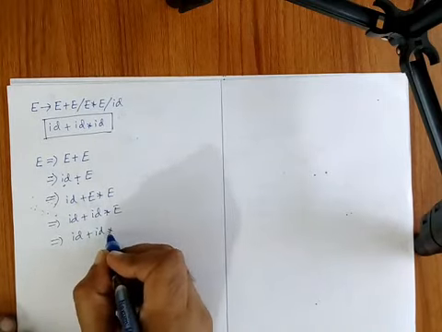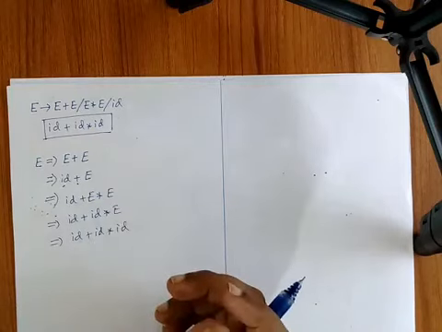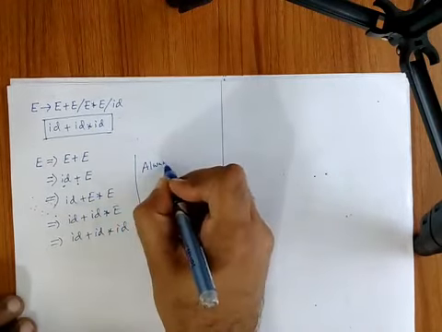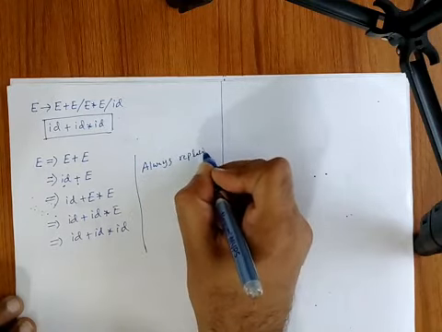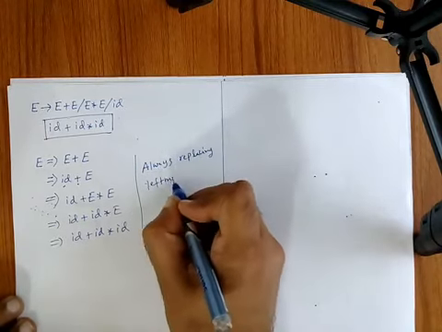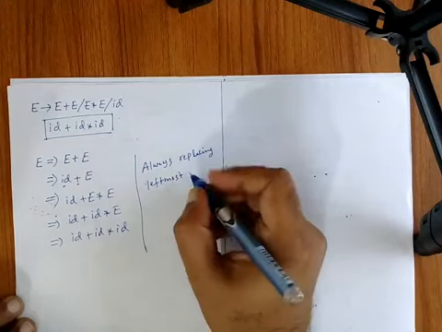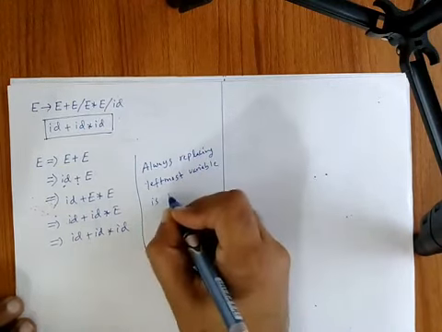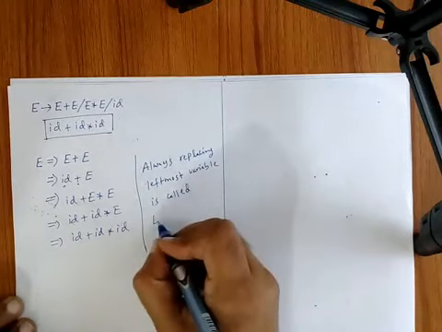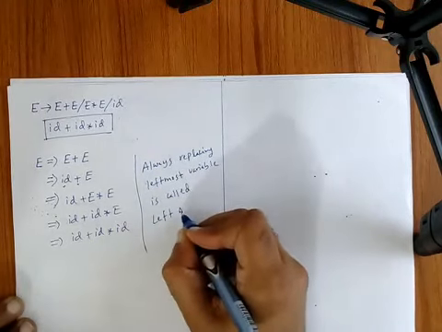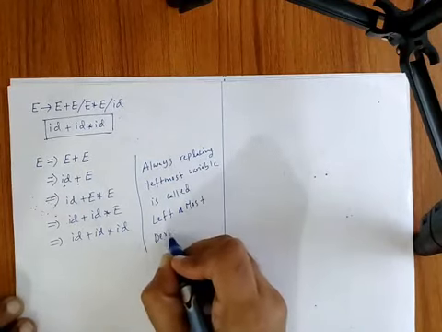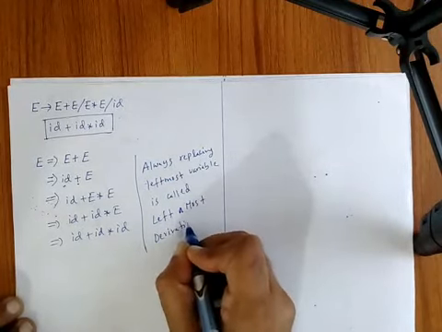Done? So this type of derivation, always replacing the leftmost variable, is called leftmost derivation, or LMD.